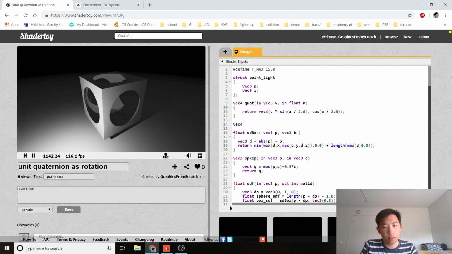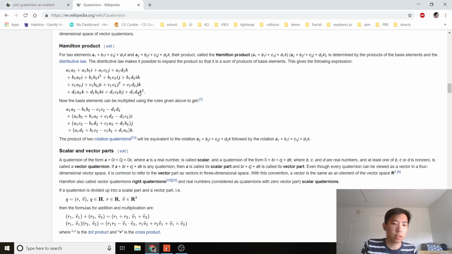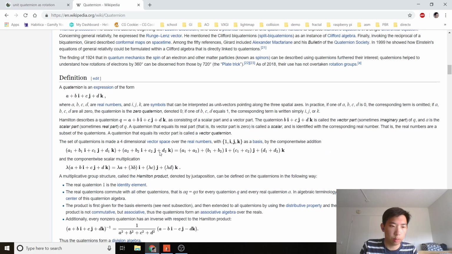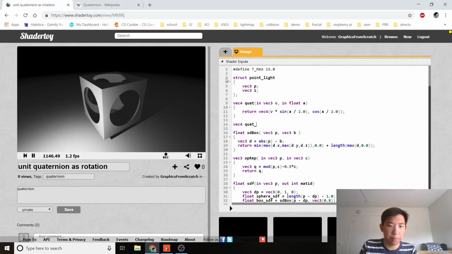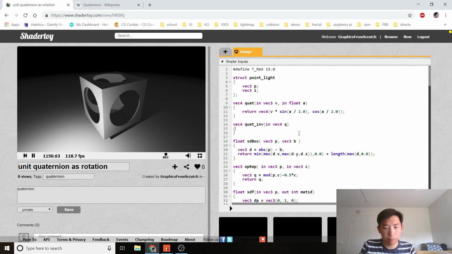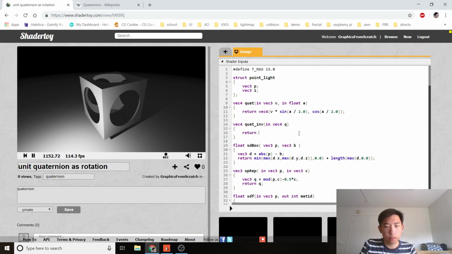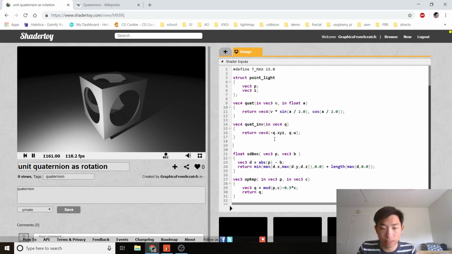Then I have the conjugate or inverse, essentially. I think most people call this conjugate, but the effect of conjugate is really the inverse of it. So I'm just going to call this inverse. Hopefully the math people don't have a problem with me. What you do is map to negative xyz and keep the real term the same, and flip the signs for all the imaginary coefficients.